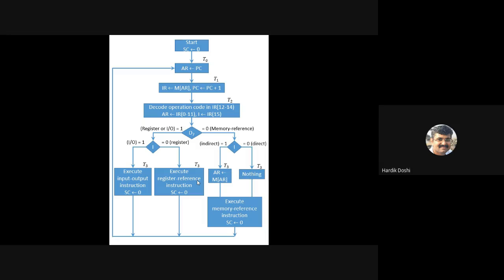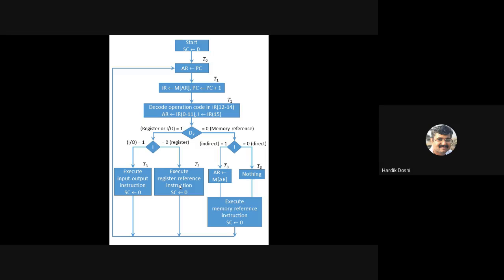Can anybody tell me? Yes, I'm waiting for the reply. T3. T3, but if you check, at time T3 IO also gets executed. I am talking specifically of register reference. D7 is 0? You are near, but you said something incorrectly. Register equals, make it clear.